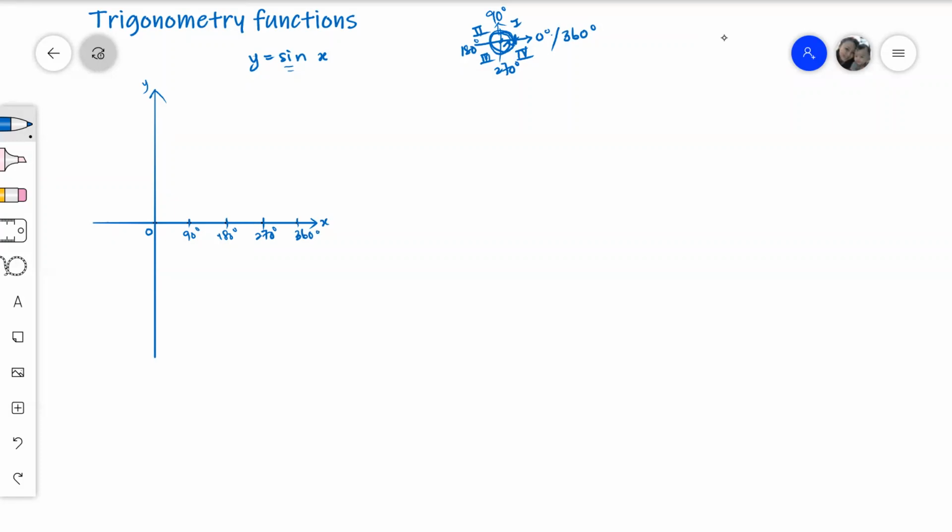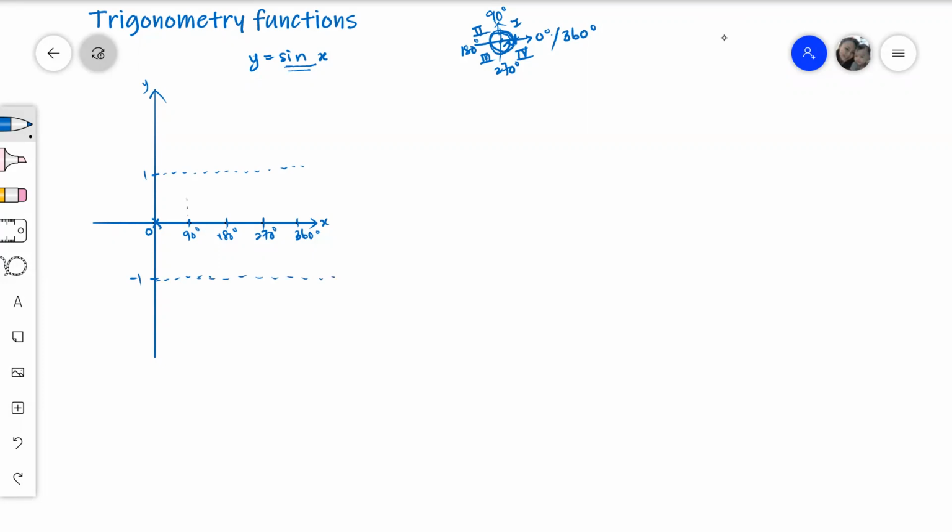Of course, when we sketch the graph, we will divide the x-axis into 4 quadrants first. Don't label yet. Why? I'll tell you the reason. Let's just look at the basic sine graph. For the sine x graph, when it is 0 degree, sine 0 is 0. Sine 90 is 1. So let's mark down 1 here. 1 is the maximum value that the sine x graph can go to.